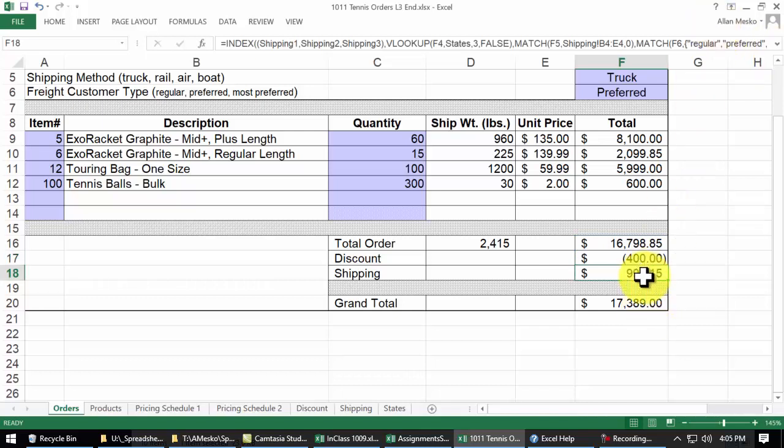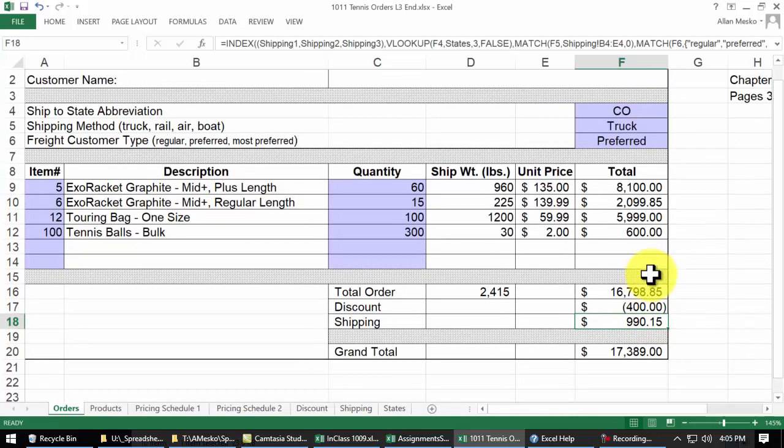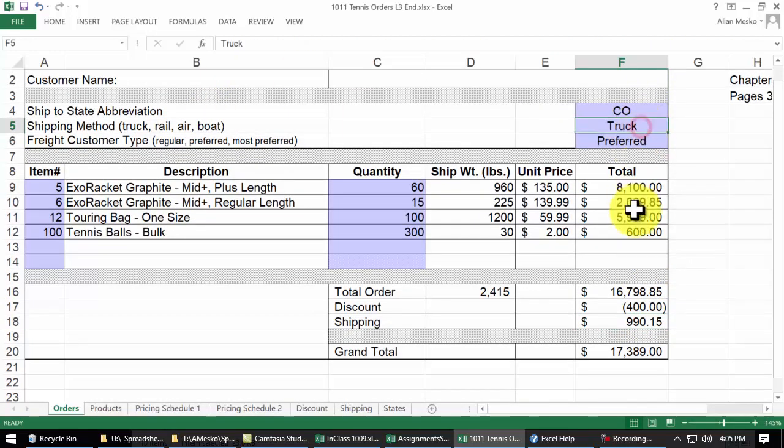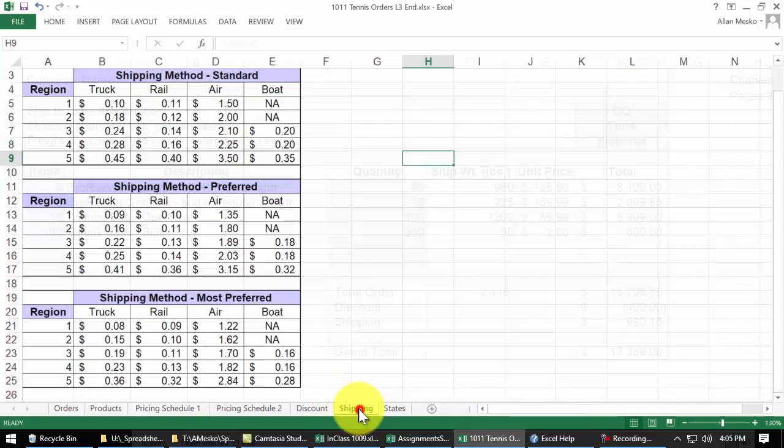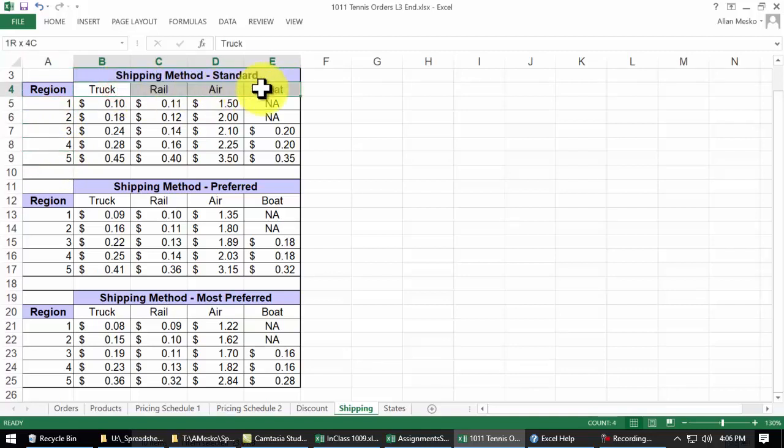Now the shipping. This will be interesting because the shipping depends on the shipping method, how are you going to send it, and what kind of customer is this? Do they get a better price? So let's look at shipping. We've seen this type of thing before in the earlier sections. This says, find what region it's going to, and then tell me what kind of method is being used.